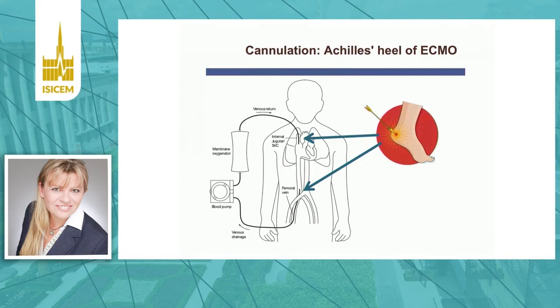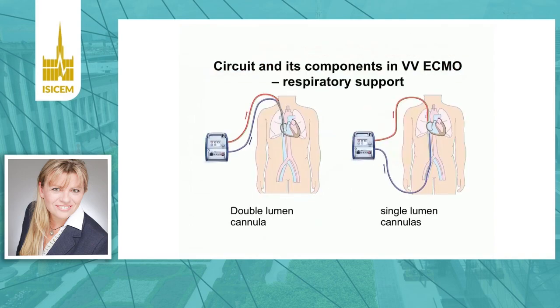To understand the procedure of cannulation, you have to understand the circuit and its components, especially in VV ECMO, for example, for respiratory support. There are two options for cannulation. As you can see, we have a double lumen cannula option and single lumen cannulas.